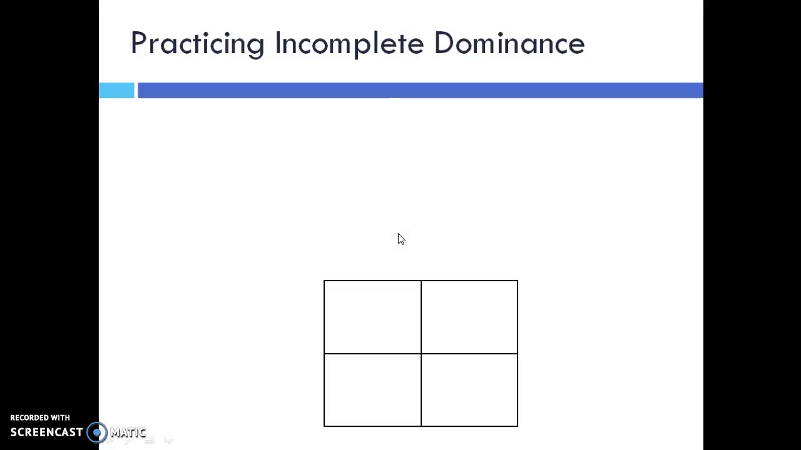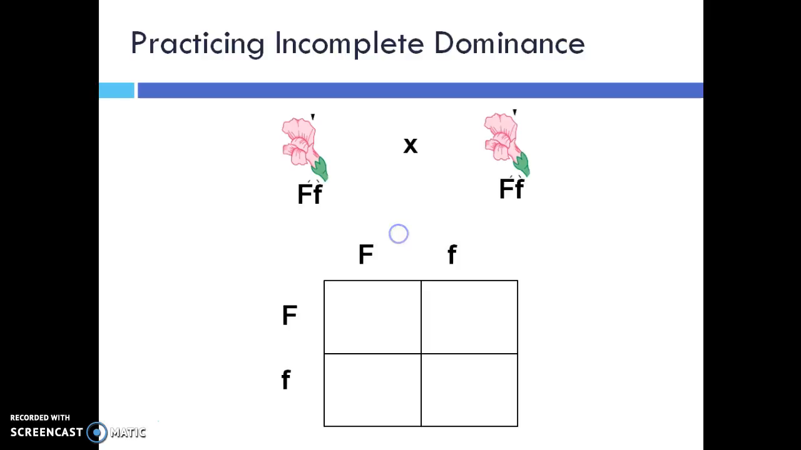So let's take a look at your notes and we'll do a practice problem. Let's cross 2 pink flowers. So they would be big F, little f, and we'll fill in the Punnett square. Go ahead and fill in your Punnett square, and you will notice that we have a kind of normal Punnett square here, but the trick comes in with interpreting what these genes mean. Remember, 2 big F's mean red, 2 little f's mean white, a big and a little don't mean red anymore. With incomplete dominance, the traits blend and we get pink.